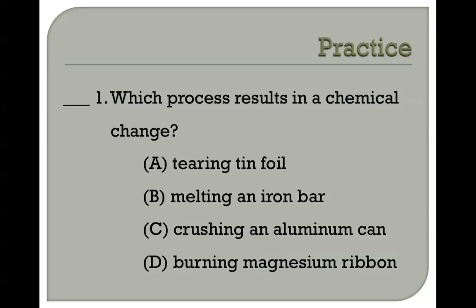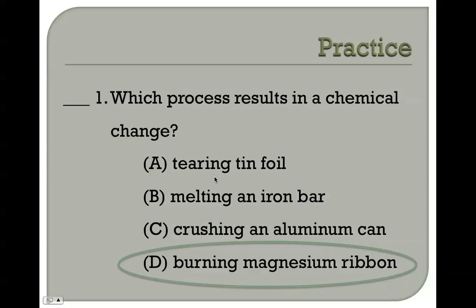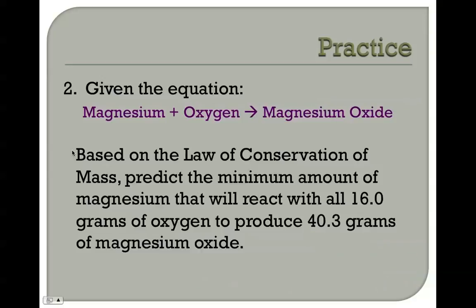Alright, so here, pause the video and do some of the practice questions that are in the dotted box in your note packet. So which process results in a chemical change? So again, we're looking for which of these is going to cause the composition, the chemistry or chemicals to change and how they're rearranged. So look for those keywords which would indicate D, burning a magnesium ribbon. So burning being the keyword for a chemical change. The other three are all making an appearance change, but not changing the chemical composition.